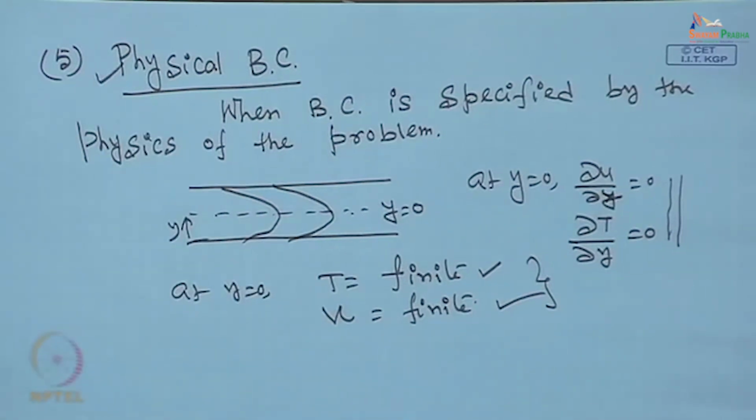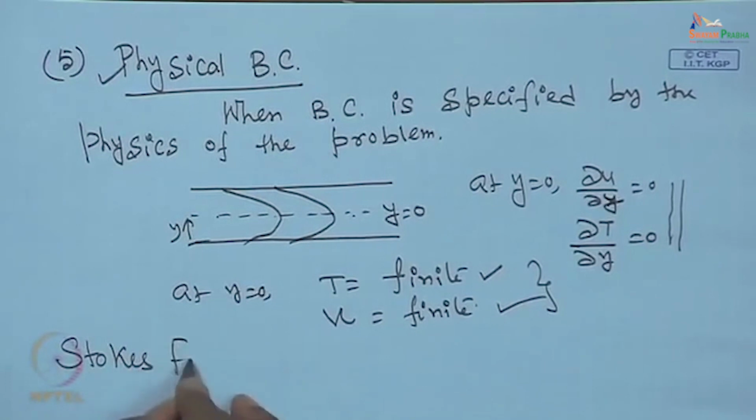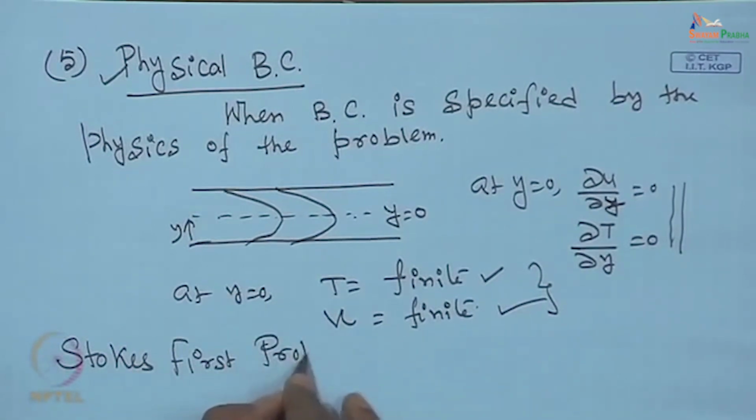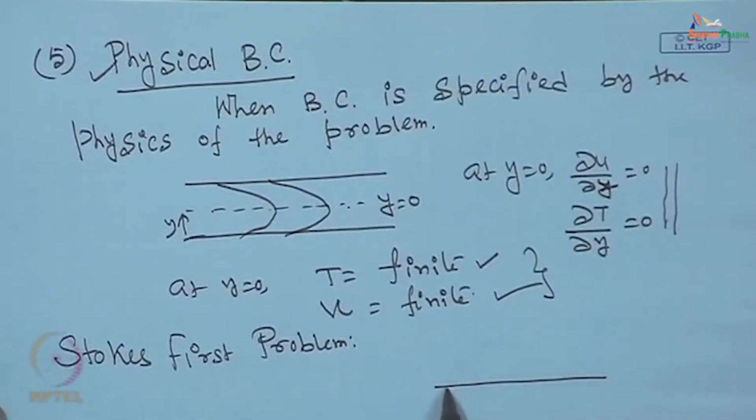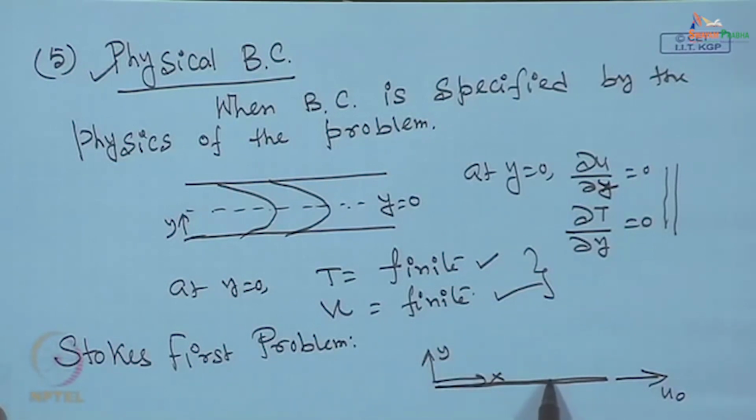Similarly, if we talk about the Stokes first problem, what is the Stokes first problem? In this case, suppose there is a stagnant liquid placed in a domain, and we put a stationary plate there. Now, at time t is equal to 0, this plate starts moving in this direction with a velocity u naught. So, the fluid elements which are coming in contact with this plate will be having a velocity u naught in the x direction because of the no slip boundary condition. So, fluid particles adjacent to the wall will start moving.